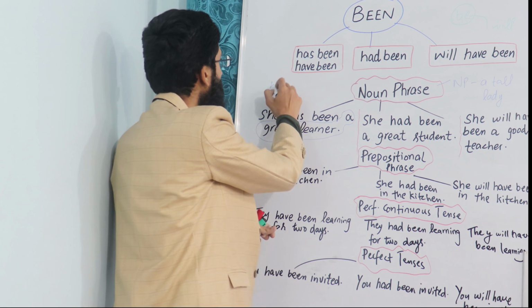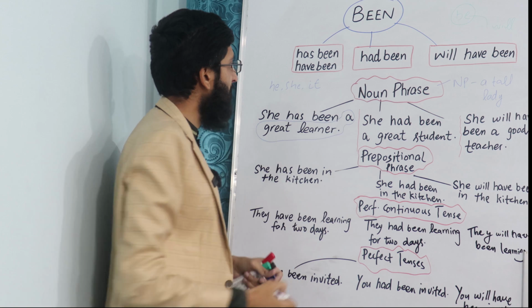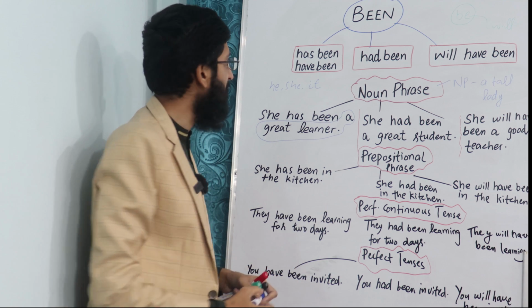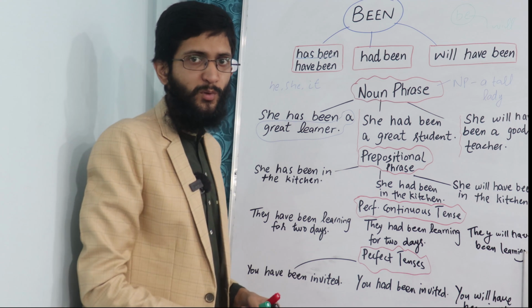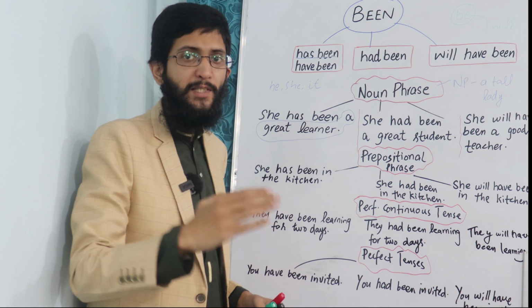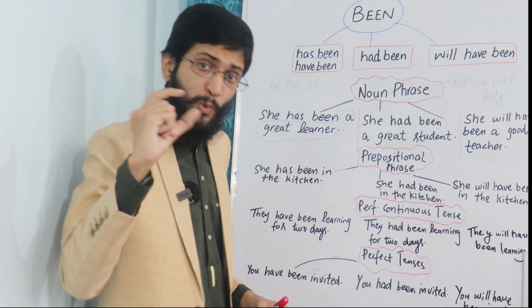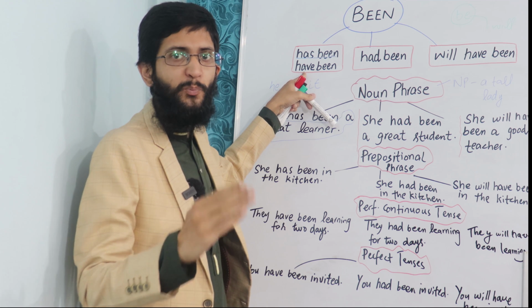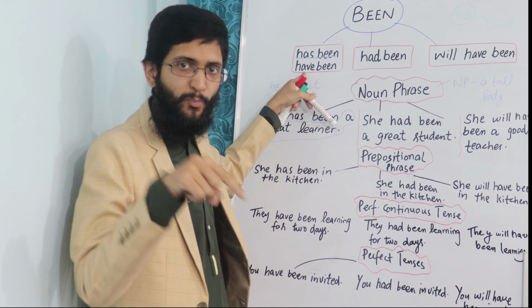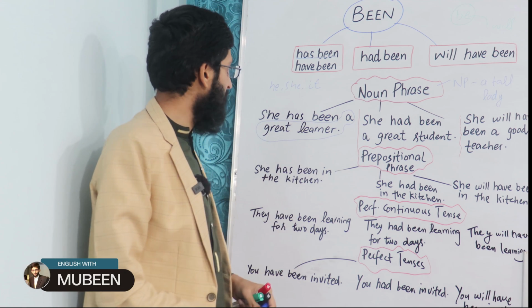For he, she, it, or a singular name or a singular noun phrase, we can use has been, and with other pronouns or plural nouns like Ali and Ahmed, John and David, with plural nouns or with a plural noun phrase, we can use have been, like those brilliant students have been great learners. So she has been a great learner.